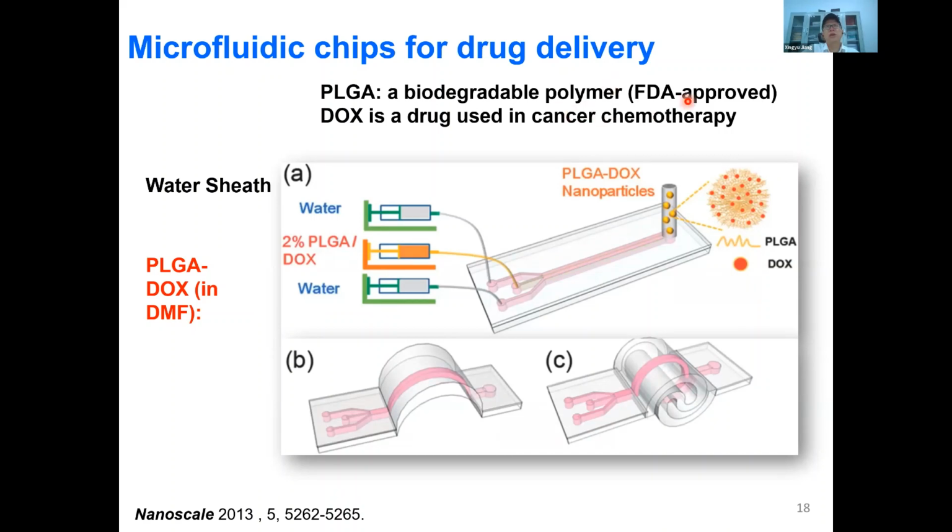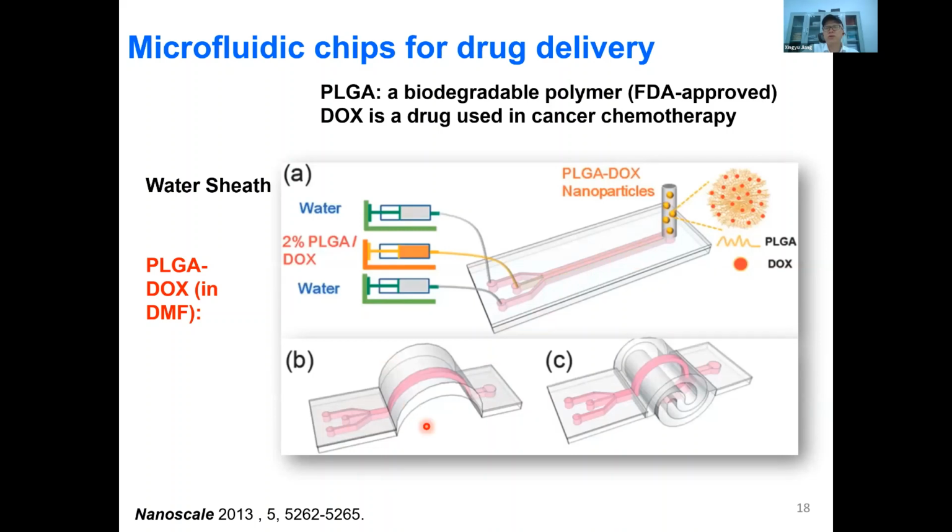And it's FDA approved for many applications. And we use doxorubicin, which is a drug that's used in cancer chemotherapy, and that's very likely to induce resistance. So initially, we dissolve the PLGA and dox in DMF, dimethylformamide, an organic solvent. And we introduce that along with water. Because of the lower solubility of PLGA in water, it will tend to precipitate at the interface.